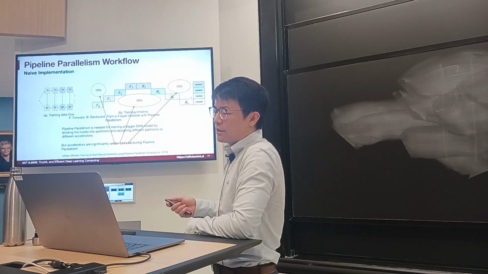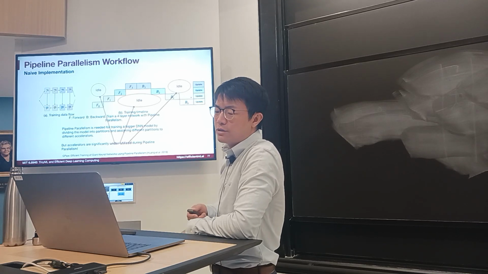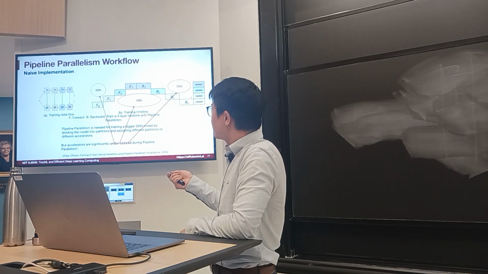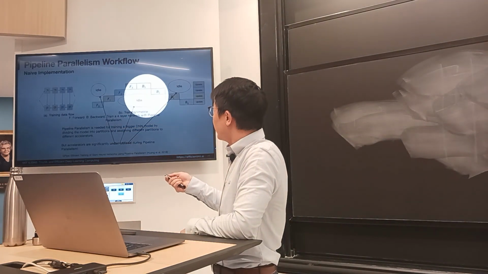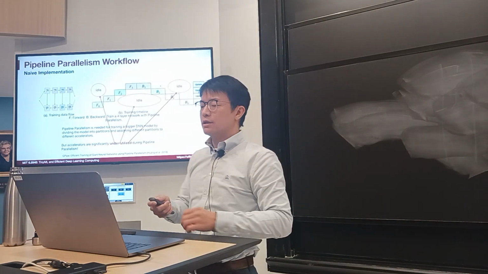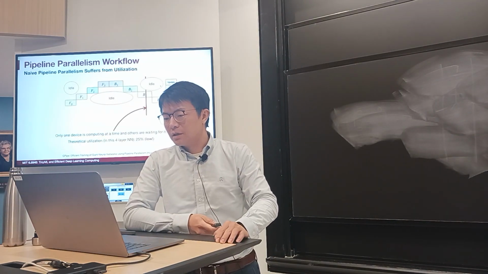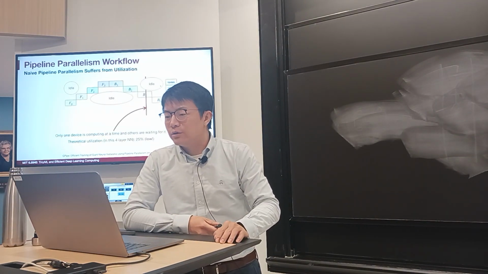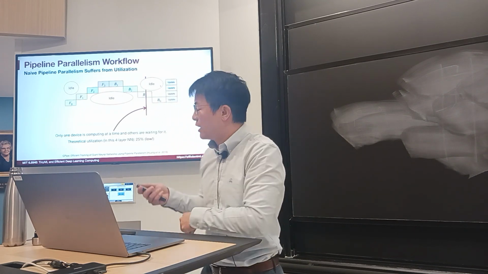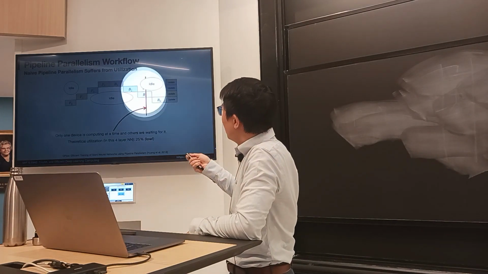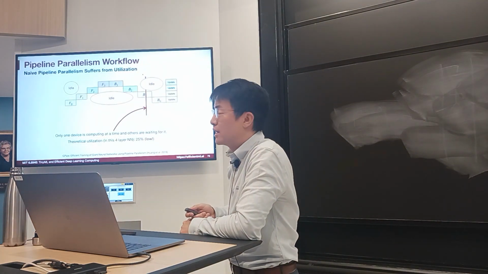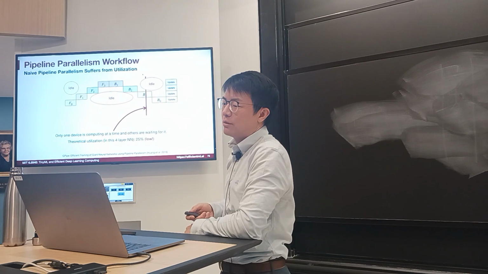The problem is that if we just process a single batch in this way, GPUs are underutilized. There are a lot of idle periods, a lot of bubbles in this case. So what is the theoretical utilization here? Only 1/4, 25% utilization, because most of the time the GPU is idle.